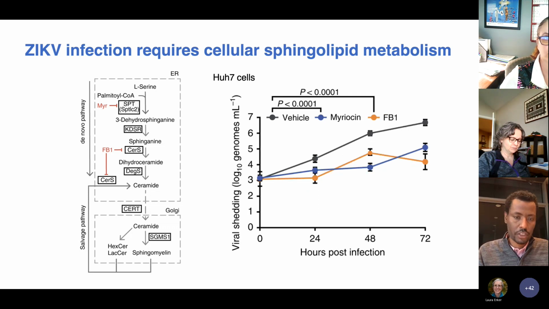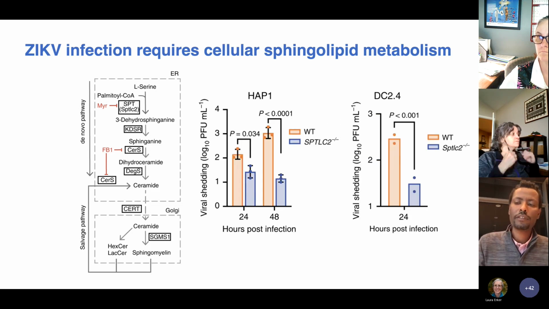Zika virus infection. And this is another way of looking at the same data, where instead of quantifying the amount of virus using plaque assay, we quantified the genome of the virus in the supernatant by RT-PCR. And again, myriocin and FB1 treated cells have significantly less viral genome as compared to the control.